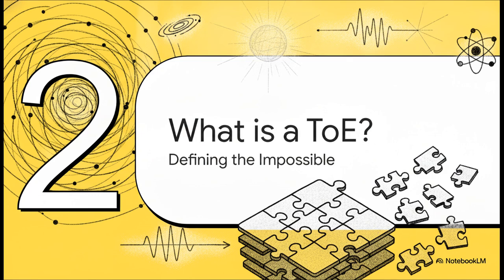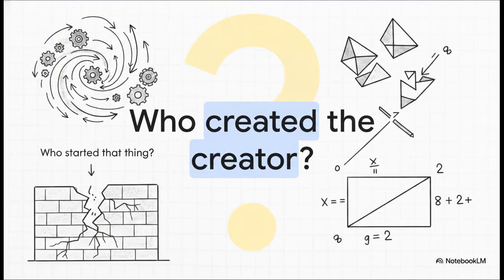Section 2. What is a theory of everything? Right. Before we can even look at the proposed solution, we have to understand why this is so hard. Why did traditional physics abandon the search? Well, the framework argues that scientists hit two massive brick walls. First up, the ultimate paradox of causation. You know the one. Who created the creator? If something started the universe, well, what started that thing? Second, they ran straight into Gödel's incompleteness theorem. In simple terms, this states that you literally cannot mathematically prove every truth from strictly within a given system. You will always, eventually, hit a wall.